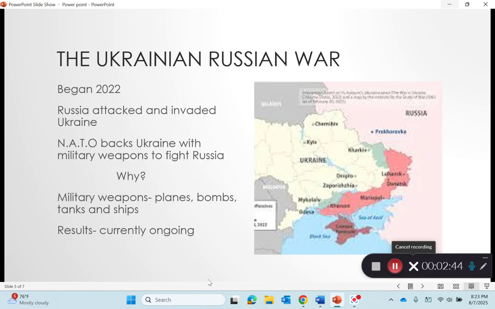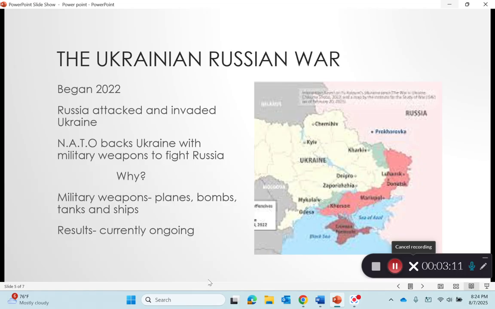NATO, the North Atlantic Treaty Organization, backs Ukraine with military weapons to fight Russia. Why? They do this because they don't want to see Russia taking over Ukraine because it's not rightly theirs. And also that maybe Russia will get more ambitious and go after other countries. And we will discuss this within the class.